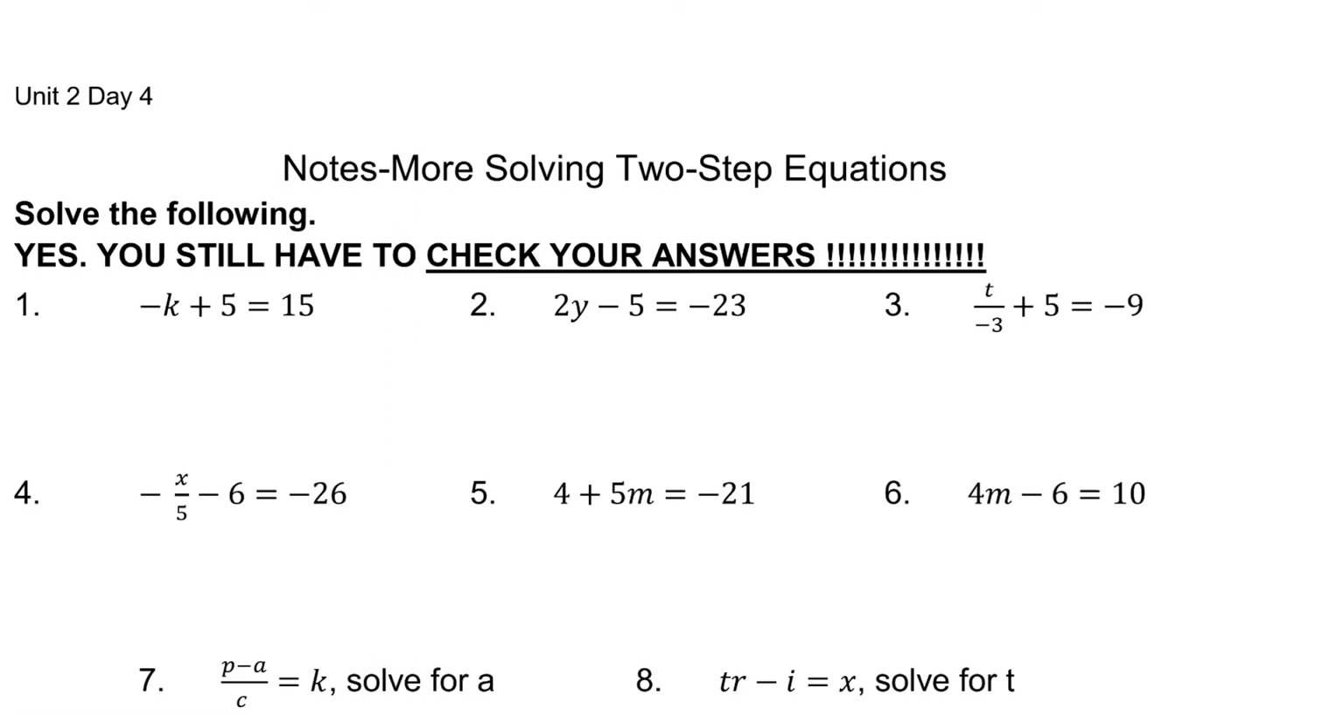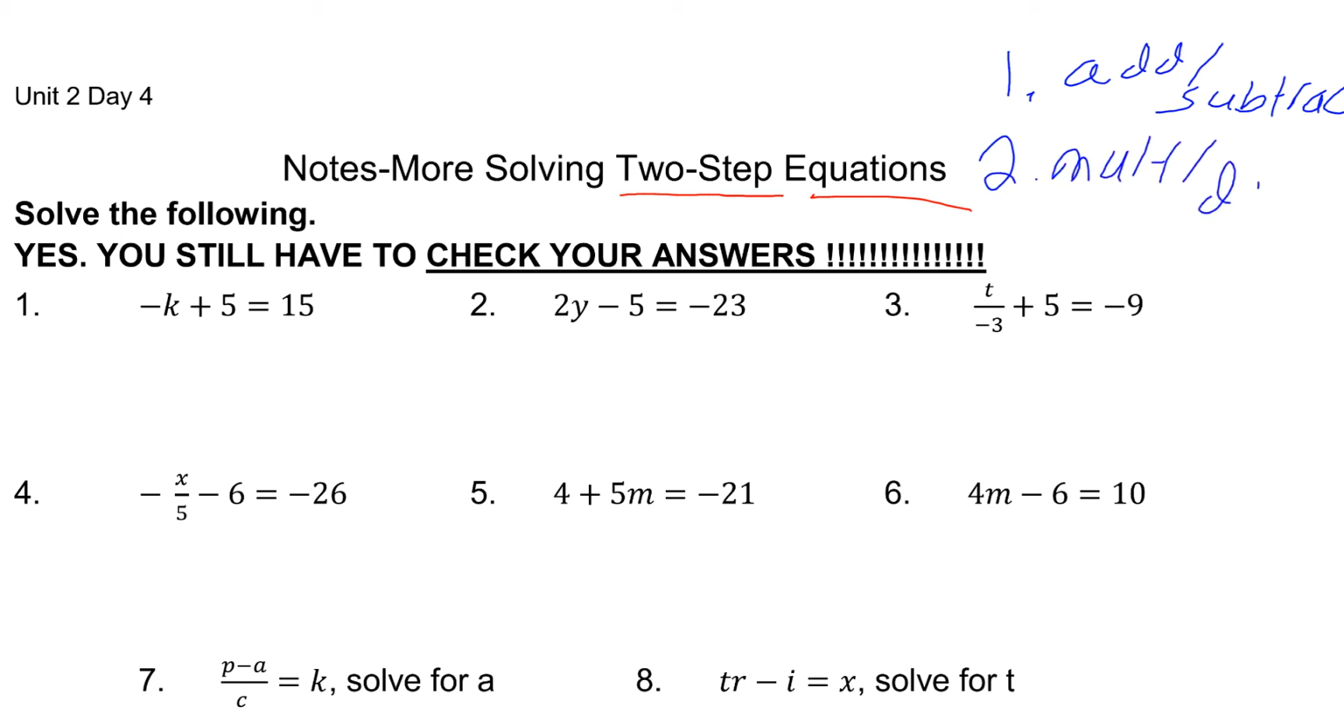Alright, y'all, so we got Unit 2, Day 4, more solving two-step equations. Just like it says right in the title, two-step equations. So, the two steps are going to be 1, add or subtract, okay? And generally, this is always going to be your second step, multiply and divide. Okay? So, we've got two steps to every one of these problems, at least.